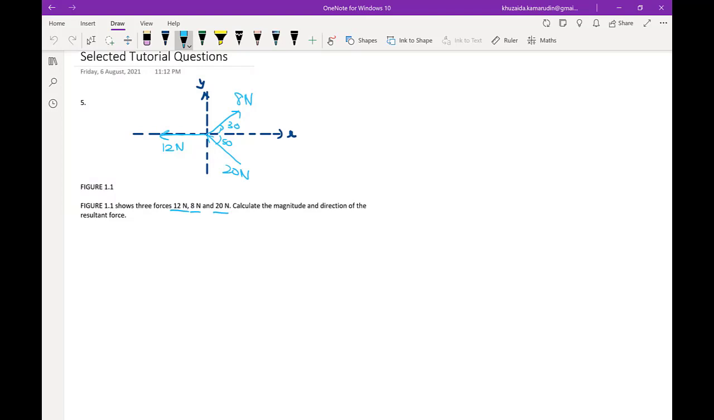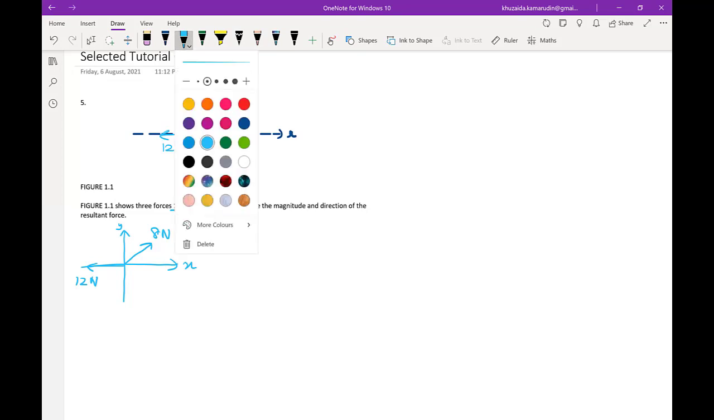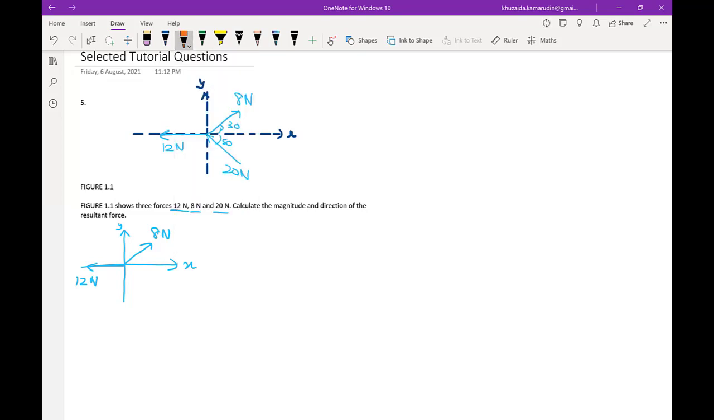Okay, so bila you dapat soalan ni, make sure you punya vektor semuanya bermula daripada satu titik tengah yang sama. So it means that what we have to do first, kita akan anjakkan sedikit. Untuk yang 8 Newton ni tak ada masalah, memang start daripada 0, 0, and then you have 12 Newton over here. But we have 20 Newton. Dekat sini 20 Newton ni kita boleh nampak dekat sini.